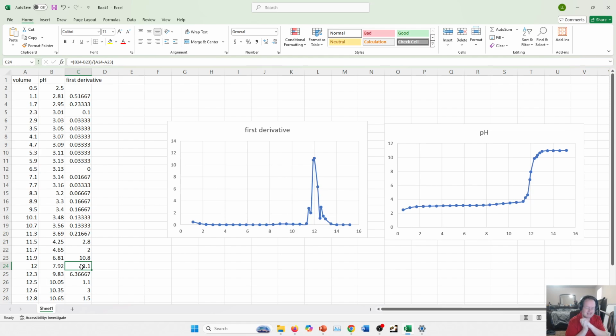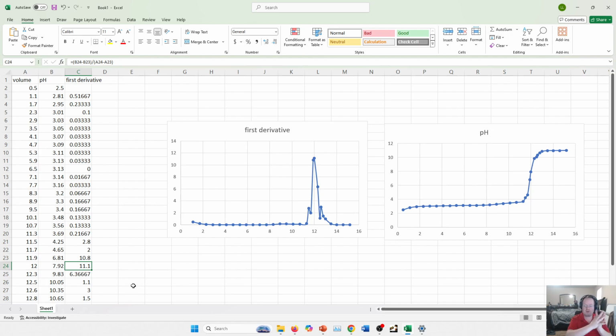It might not be exactly it, because you can't know what it's like when volume is 11.95. But based on my measurements, I would now say my first equivalence point was at 12 milliliters, 12.0, because my first derivative was highest here. Now, with this particular data set, and with most of your monoprotic acids, it'll be somewhat clear, I think, where it is, but this can help if you've got 2 points you're not sure about.